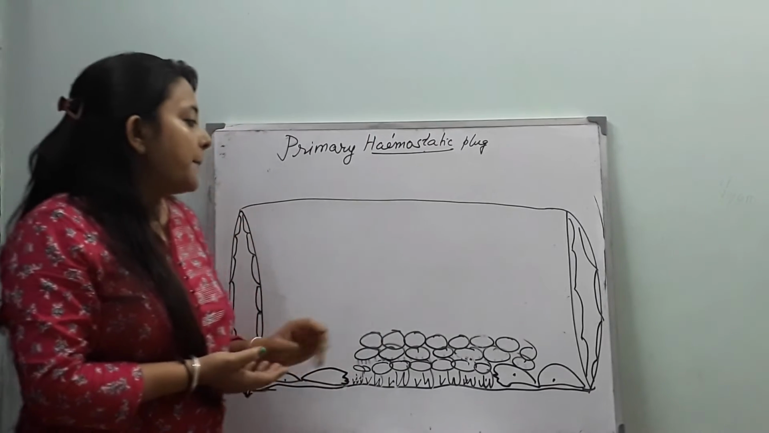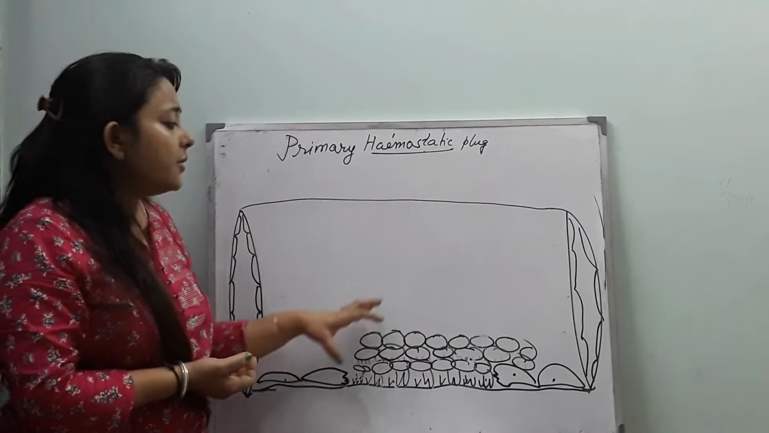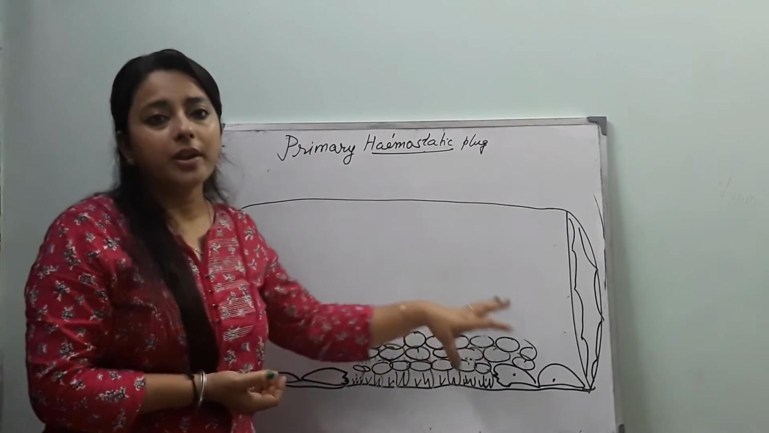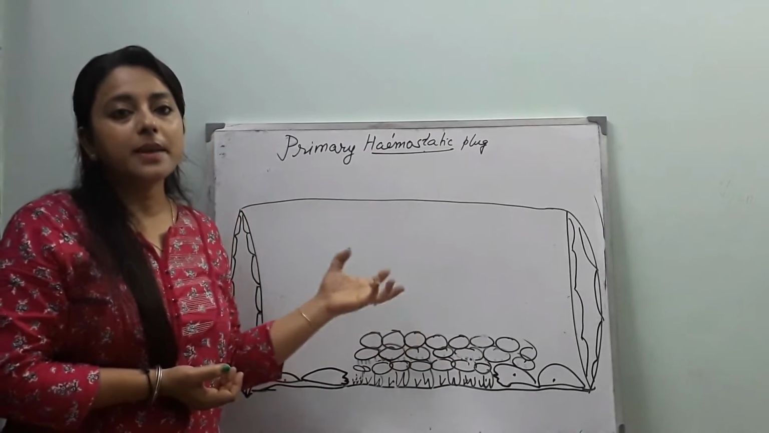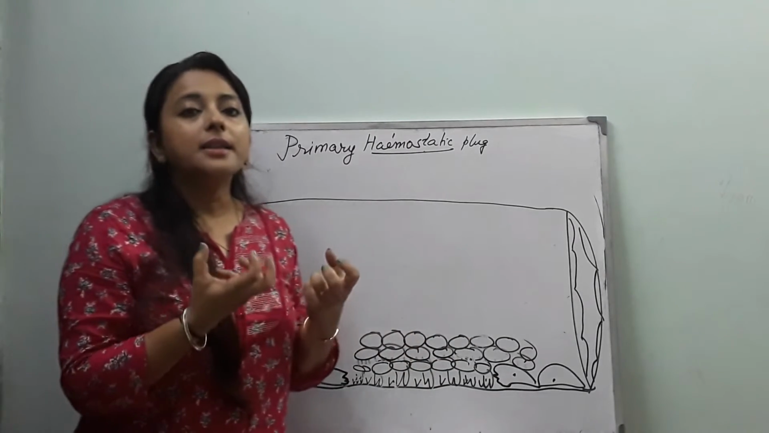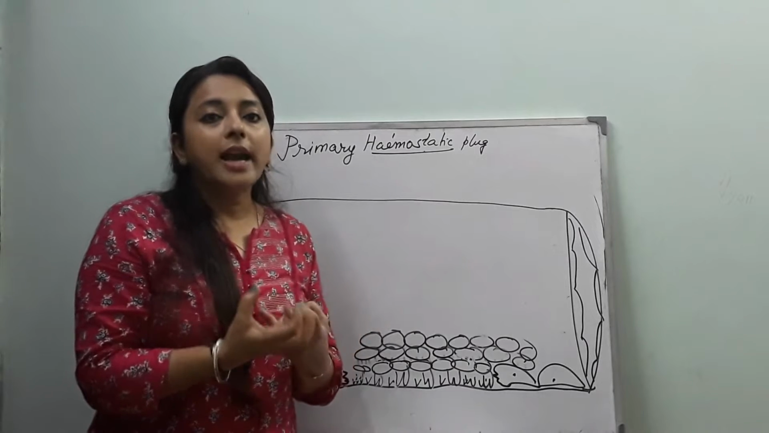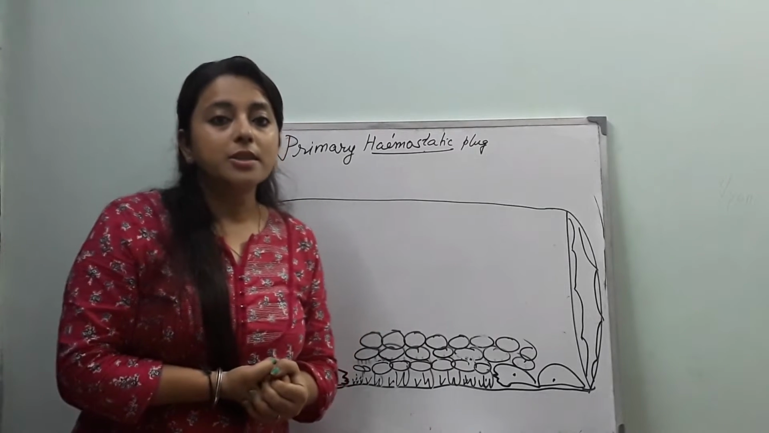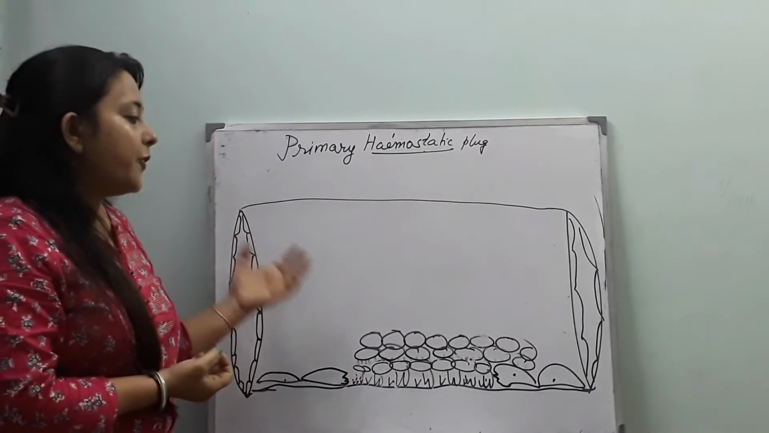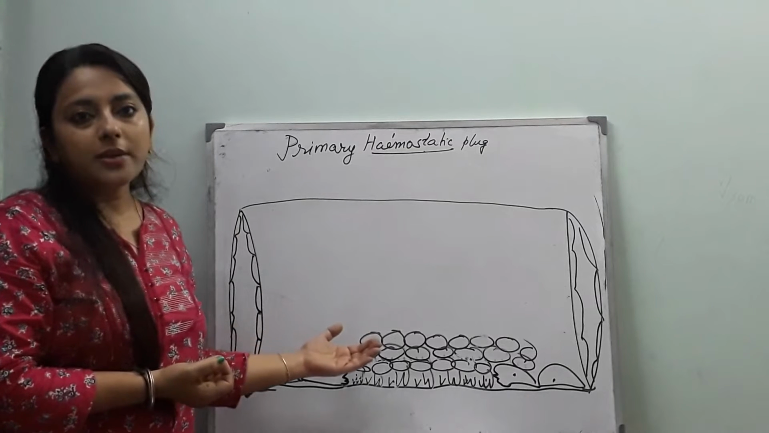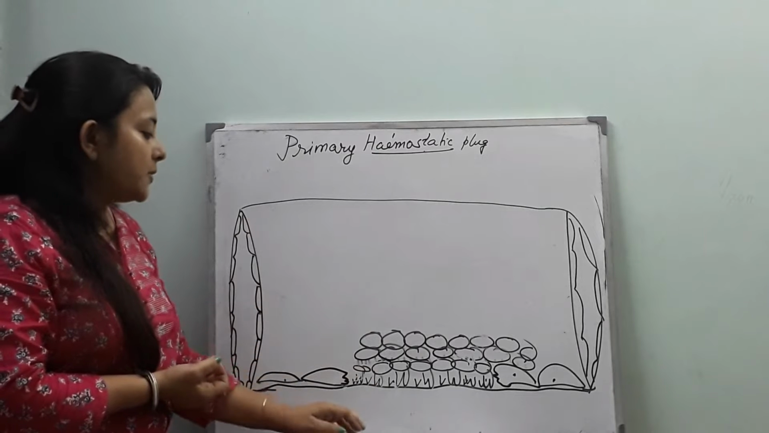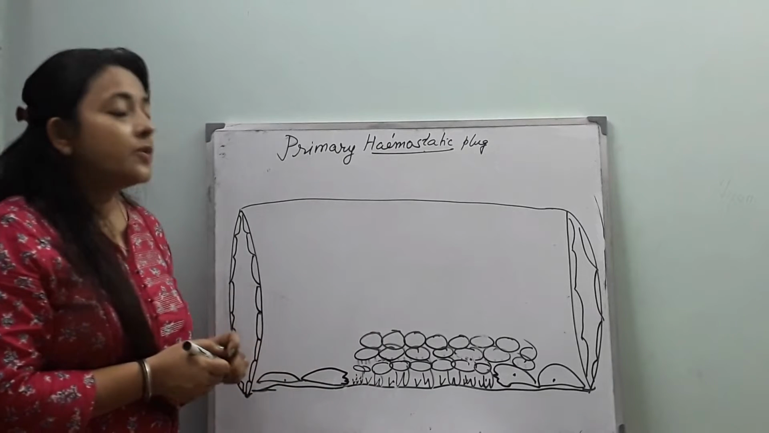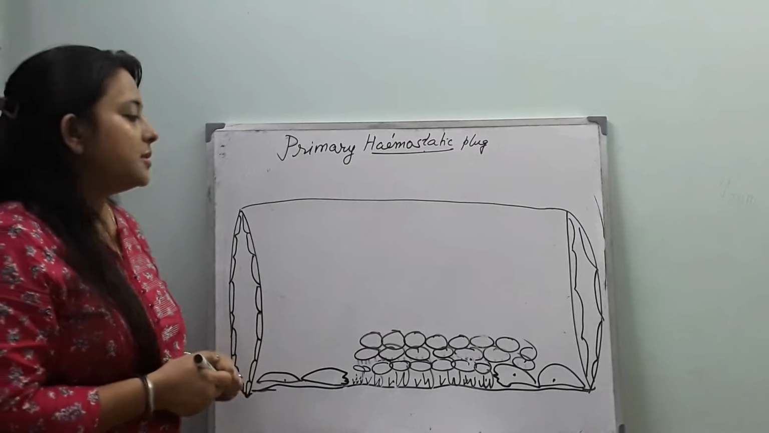Now, what happens after that? Fibrin strands are formed over here, and ultimately this plug is getting tight. After getting tight, this plug is called the secondary hemostatic plug. But how the secondary hemostatic plug is formed, we have to discuss now. There are two pathways for the formation of the secondary hemostatic plug.